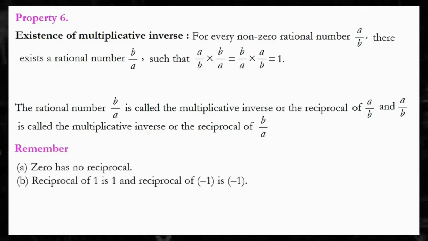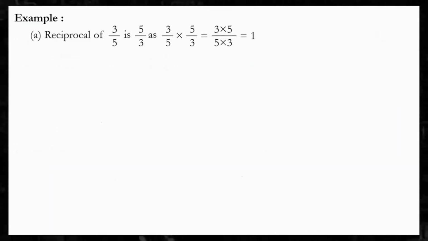Remember, A. 0 has no reciprocal. B. Reciprocal of 1 is 1 and reciprocal of minus 1 is minus 1. Example, A. Reciprocal of 3 by 5 is 5 by 3, as 3 by 5 multiplied by 5 by 3 is equal to 3 multiplied by 5 by 5 multiplied by 3, which is equal to 1.